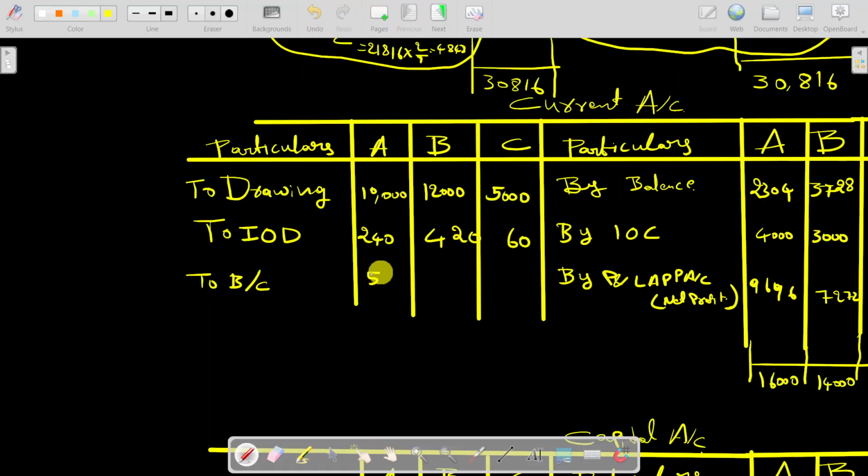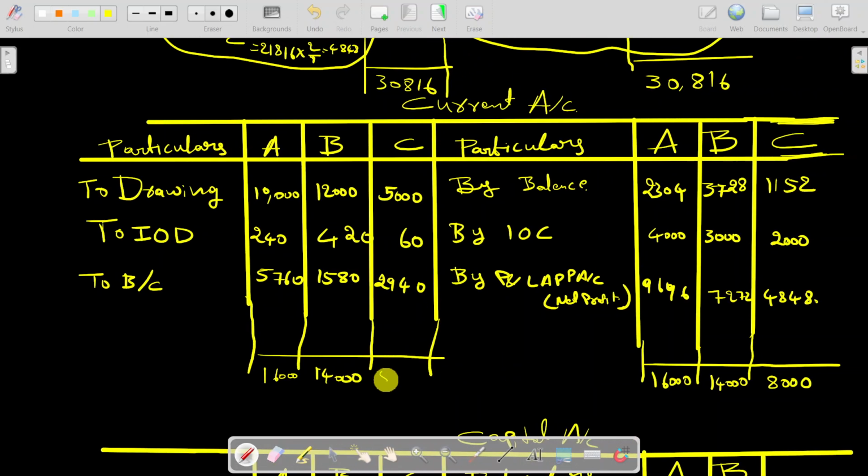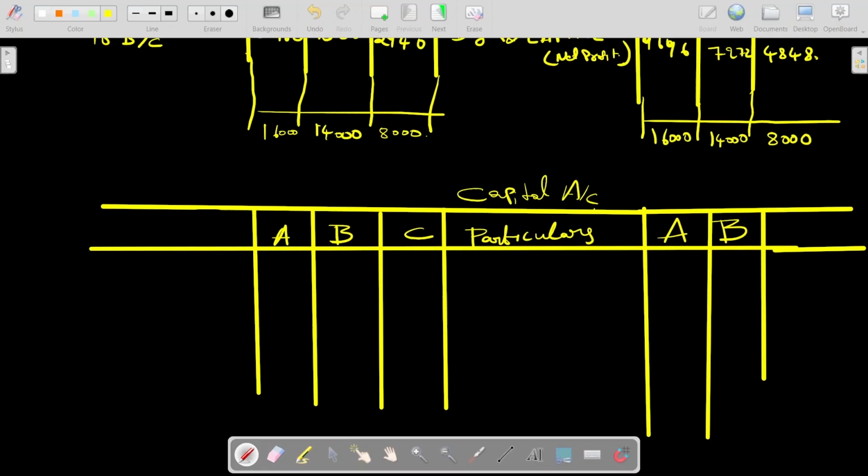Here we will get 5,760, same like that 1580, 2940 here. Here 16,000, 14,000 and 8,000, right? These are the current accounts, and we have to prepare capital accounts also here.